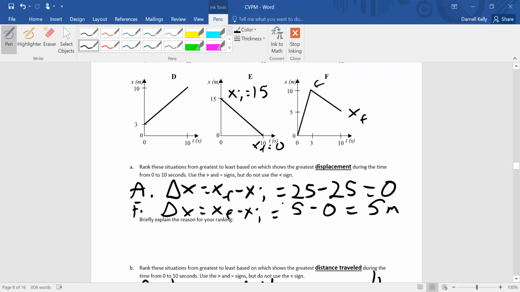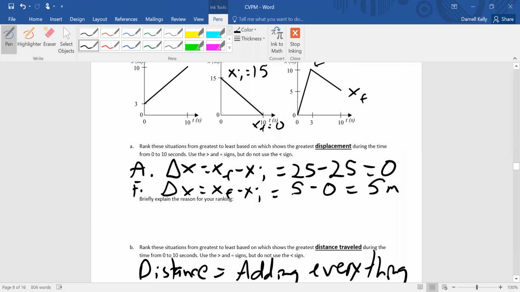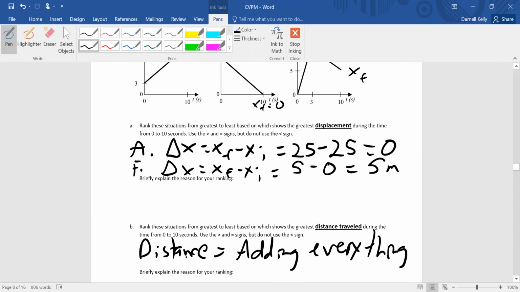And so I want you to do question 2 in your breakouts, and also this one, question number 5. Now remember, for distance, you have to add all the numbers. I wrote the definition here: for distance, you're adding everything. So any questions before we break out?